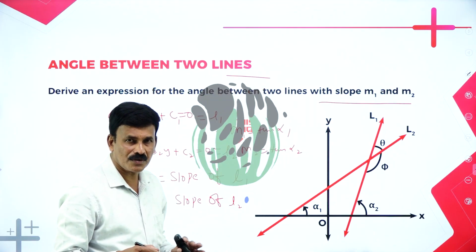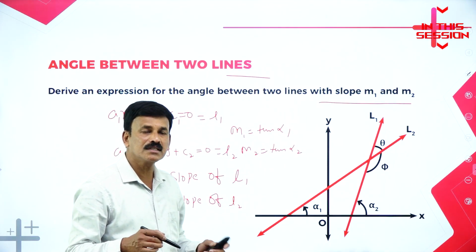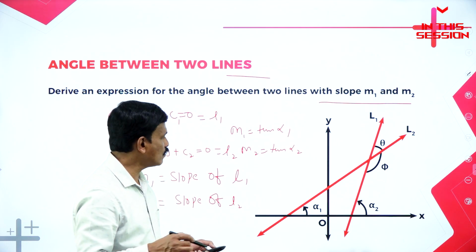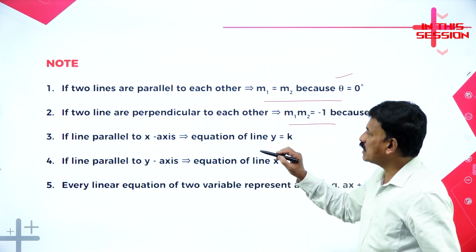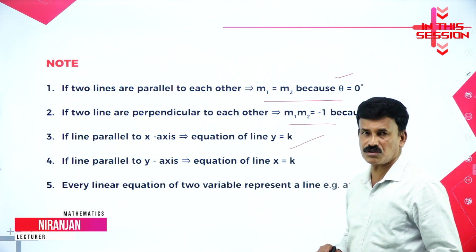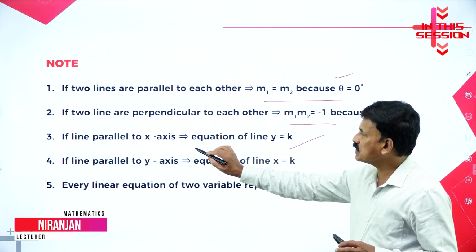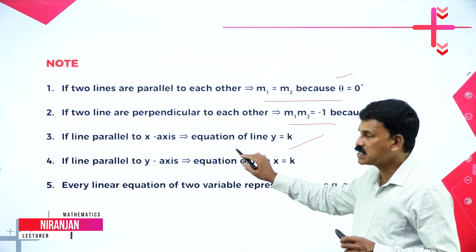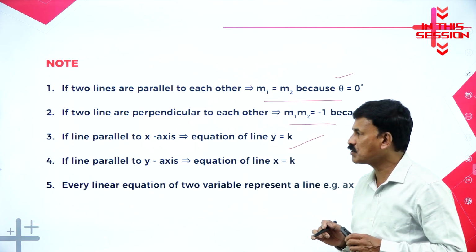m1 is the slope of the first line and m2 is the slope of the second line, that is tan alpha 1 and tan alpha 2. Third point, if the line is parallel to x-axis, then the equation of the line is y is equal to k. Suppose if the equation of a line is parallel to x-axis, then the equation of the line is y is equal to k.